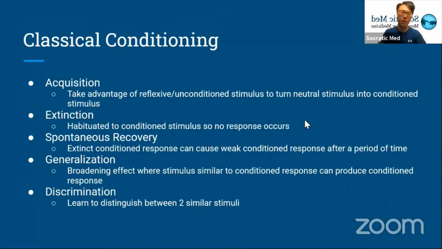So for classical conditioning, we want to start with acquisition. That's when you take advantage of the reflexive unconditioned stimulus to turn a neutral stimulus into a conditioned stimulus. You take a neutral stimulus that would normally cause no reaction, but when you pair it with an unconditioned stimulus, you can turn it into a conditioned stimulus.